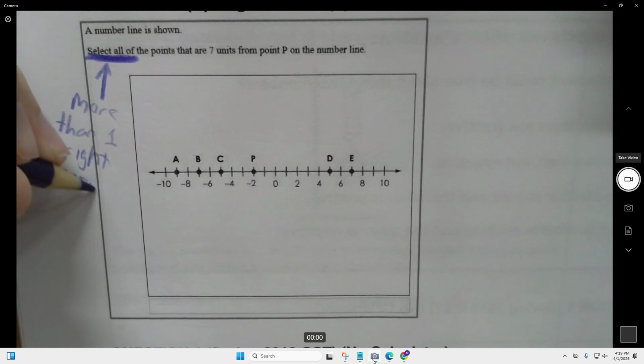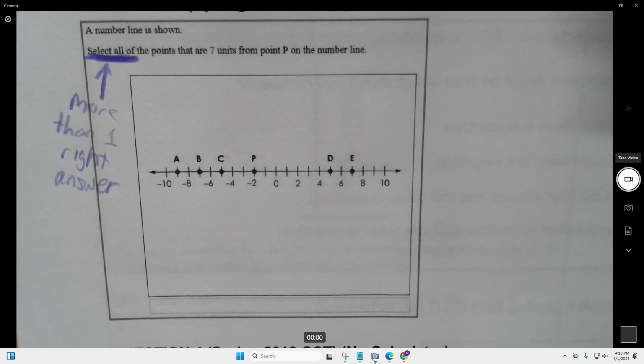There will be the rare occasion where they'll give you a select all with only one right answer, but that is a very rare occasion. That's not to say it doesn't happen. It just doesn't happen often. You're looking for more than one right answer.